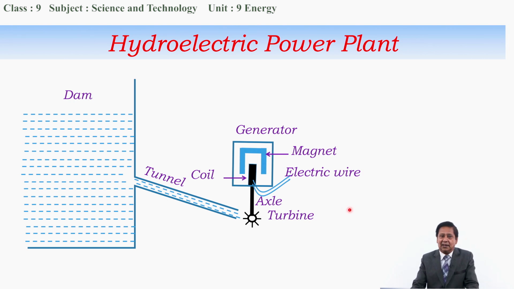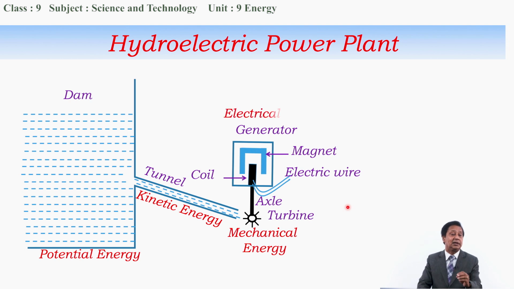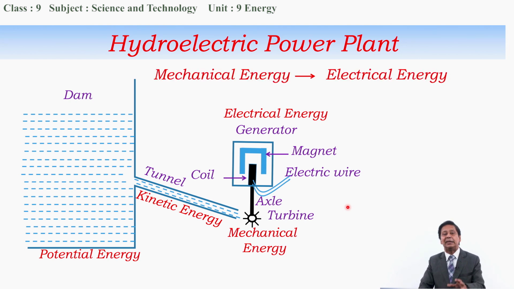Now let's talk about the energy conversion in the different parts of this hydroelectric power plant. At first, the dam. Water contained in the dam has potential energy. When it flows through the tunnel, the same potential energy converts to kinetic energy. When flowing water rotates the turbine, kinetic energy converts to mechanical energy, and the same mechanical energy converts to electrical energy in the generator. This way, electricity is produced in a hydroelectric power plant. The major conversion is mechanical energy to electrical energy.